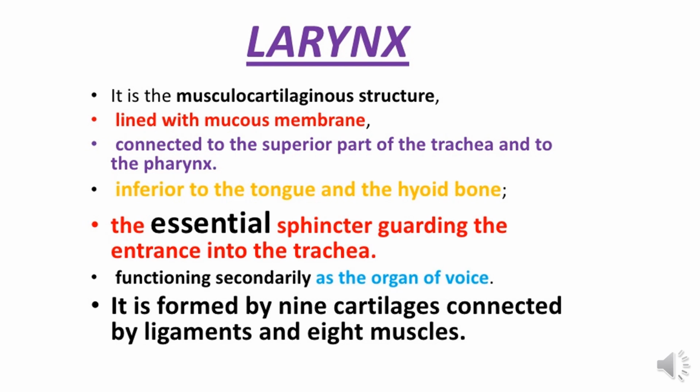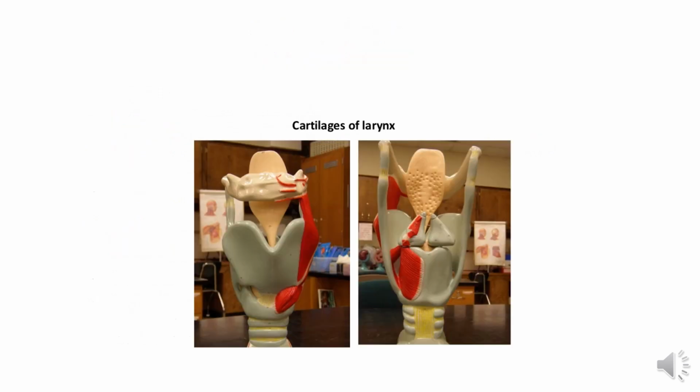The upper part of the larynx is the hyoid bone, connected also with the epiglottis and thyroid cartilage. The essential function of the larynx is sphincteric, regarding the entrance of the trachea, and the larynx is also regarded as the organ of voice. The larynx consists of 9 cartilages connected together by ligaments and 8 muscles.